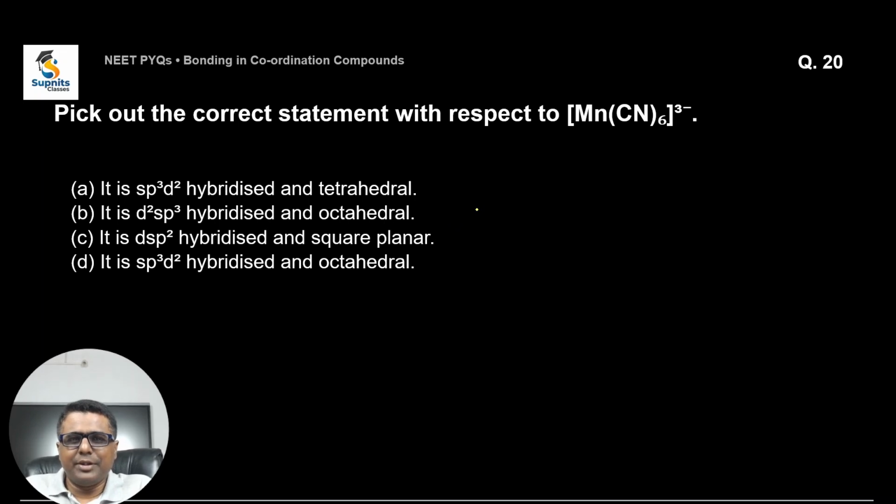Now, if you see, you have to find out the hybridization and the shape of this one. So, this will definitely be octahedral. Definitely it will be octahedral. This will be 3d5 Mn. Mn3+ is 3d5 4s2, now this will be 3d4.